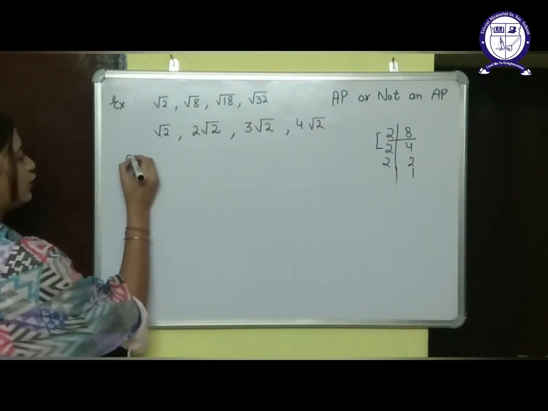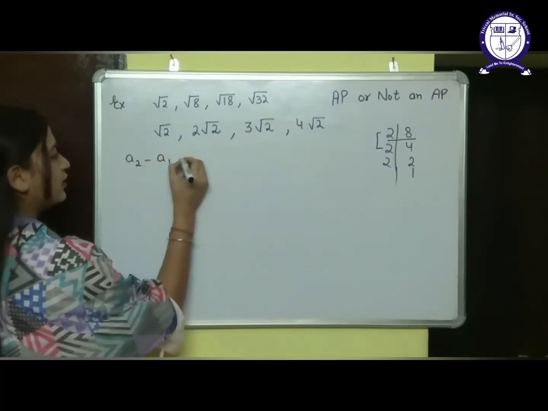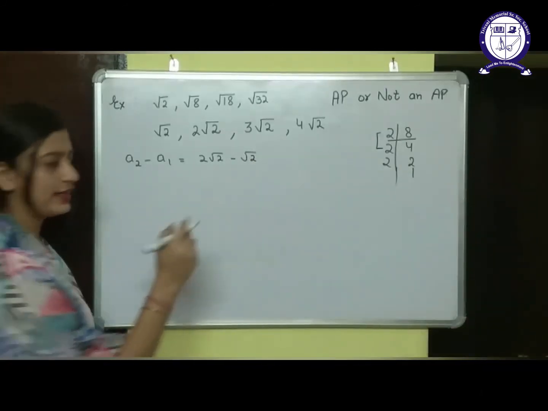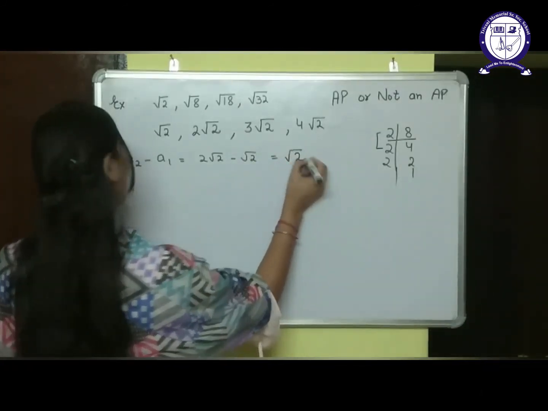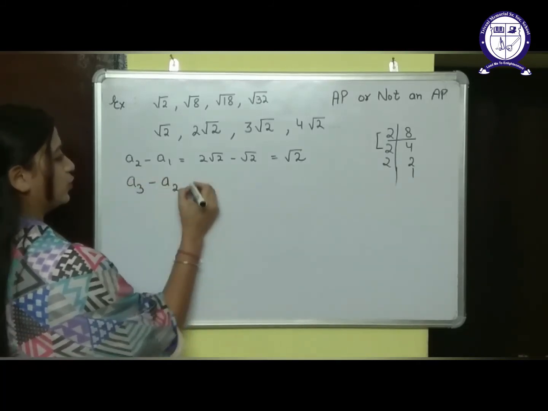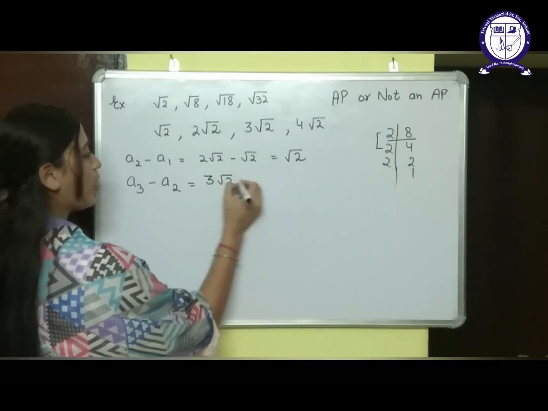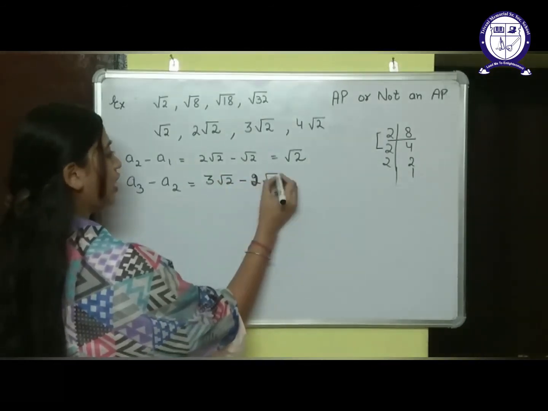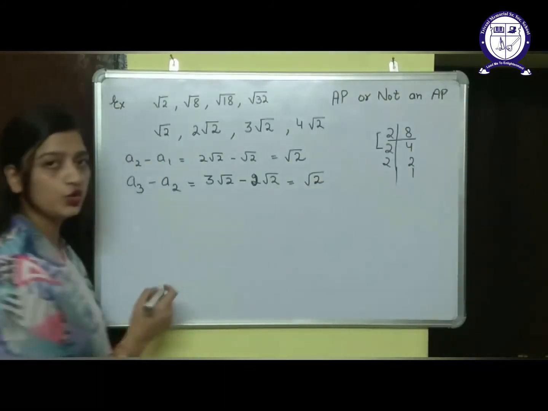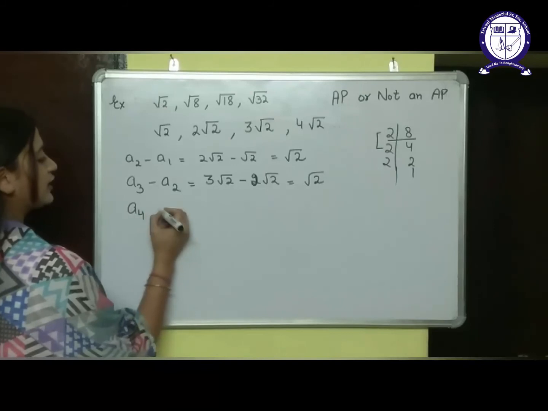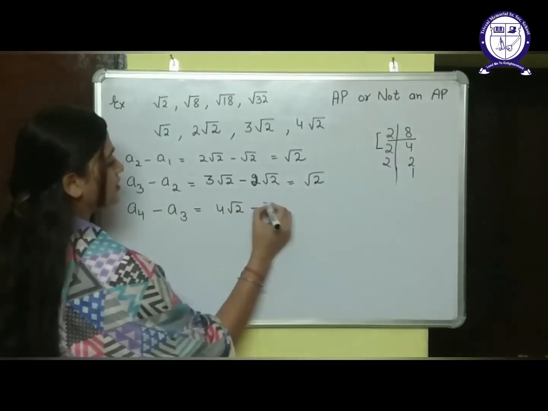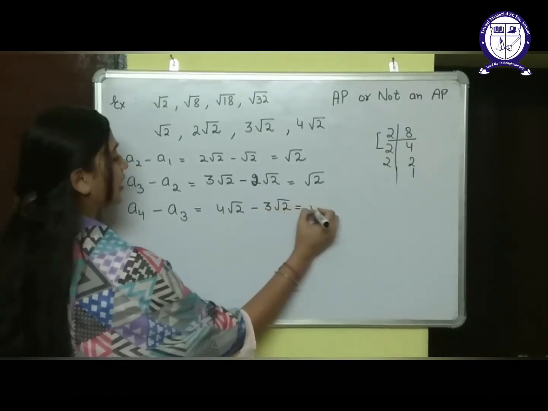Now find the value of D. A2 minus A1 is 2 root 2 minus root 2. Now I can subtract them. It will be root 2. Then A3 minus A2. This is 3 root 2 minus 2 root 2. Again 3 minus 2 is 1, so again it is root 2. Now similarly for the third time A4 minus A3, 4 root 2 minus 3 root 2. That is again root 2.